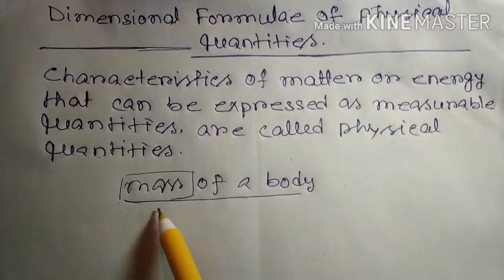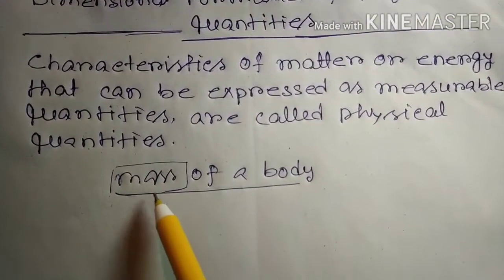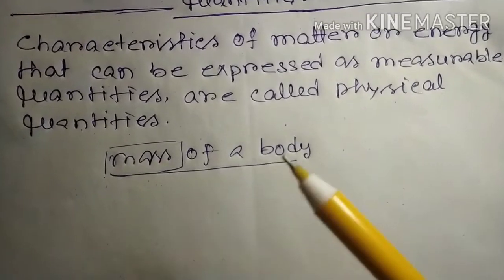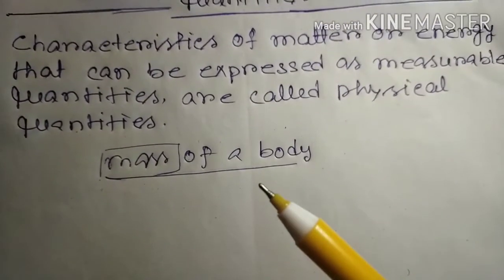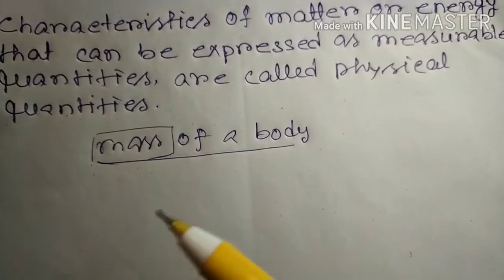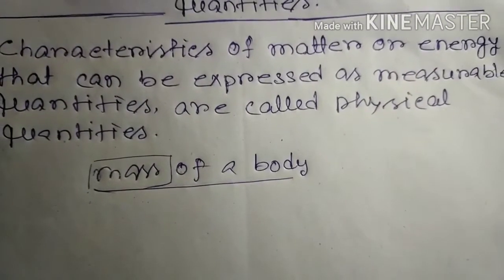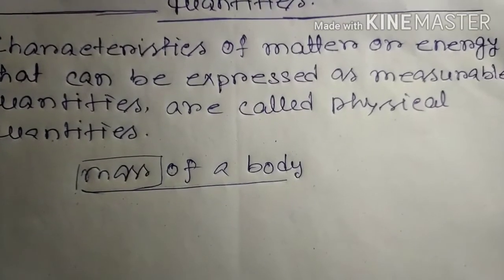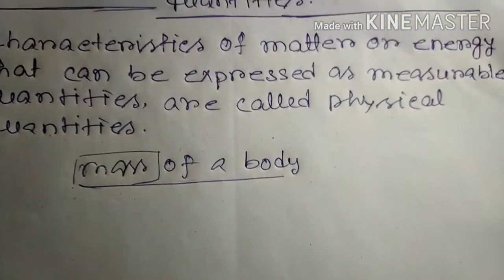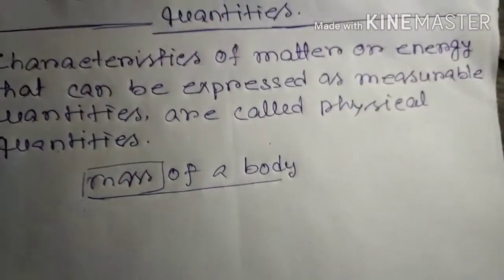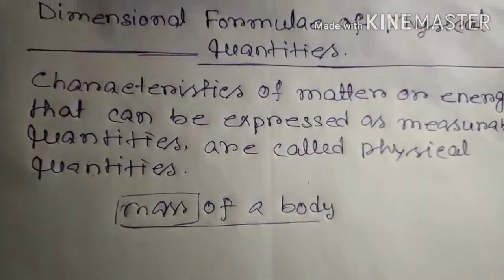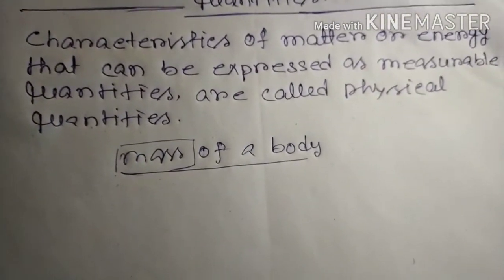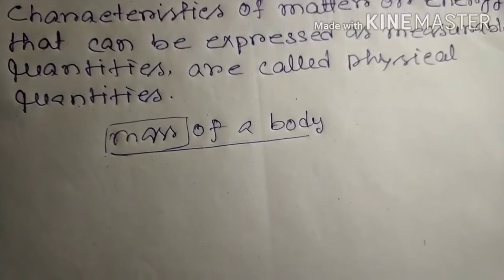See, mass of any object we can measure, like volume of an object we can measure. So here mass and volume are physical quantities. Like smell, color of any object we cannot measure, so this is not a physical quantity. So for the dimensional formula of physical quantities, first we have to know the dimensions of the base quantities.